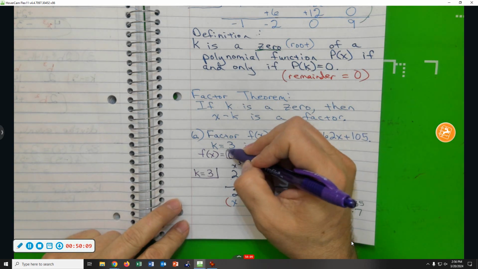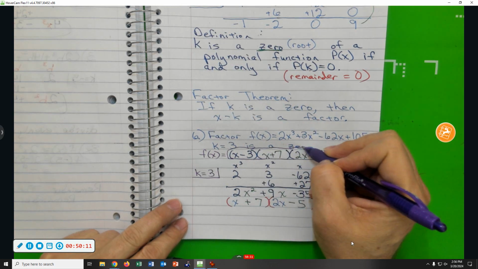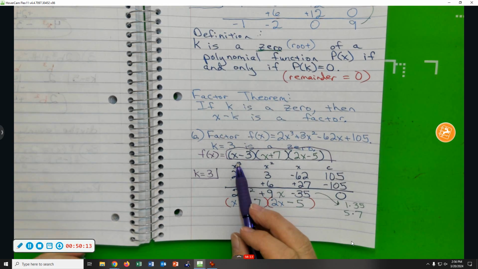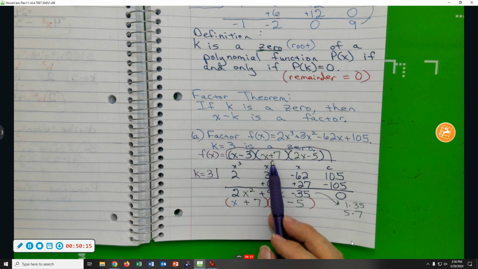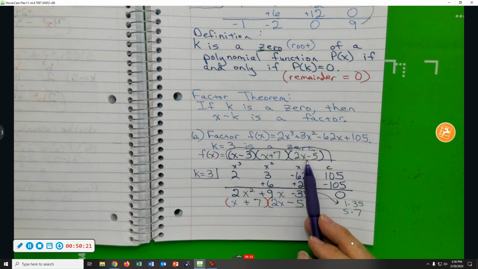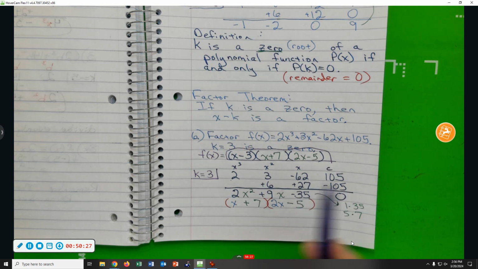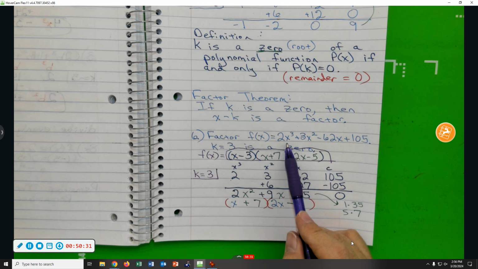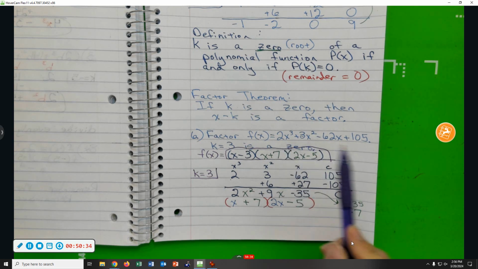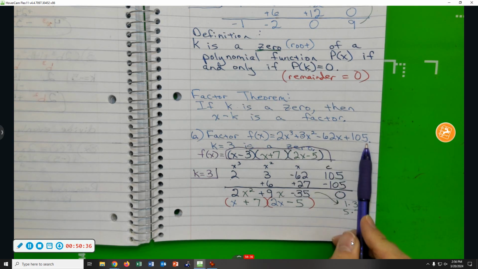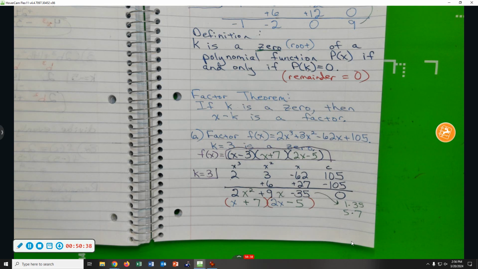So if we had the time, we could sit here and start foiling. Foil x minus 3 times x plus 7. That would give us an x squared plus 4x minus 21. We would then distribute a 2x through all of those terms. We distribute a negative 5 through those terms. We'd combine like terms, and guess what we would get? 2x cubed plus 3x squared minus 62x plus 105.